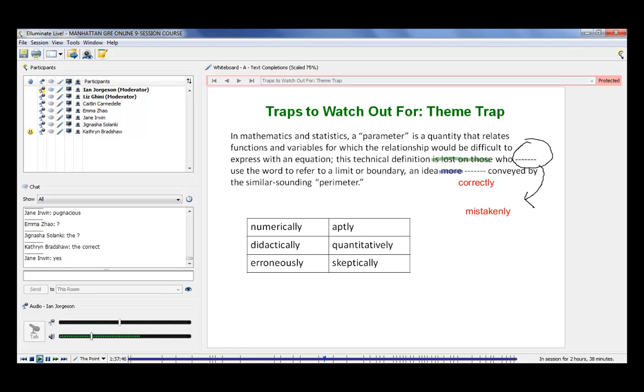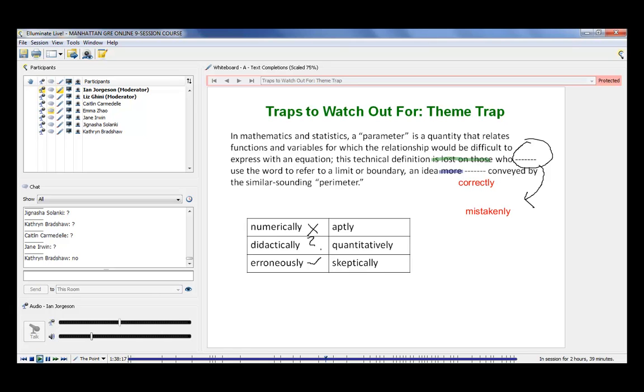All right, and then we just have to go through these. Erroneously, does that mean mistakenly? I'm going to go backwards this time. Erroneously. Is that the same as mistaken? Couple of yeses. How about didactically? Was that a question mark for you guys? Didactic? Yeah, I thought so. Okay, that's a hard word. And then finally, numerically.